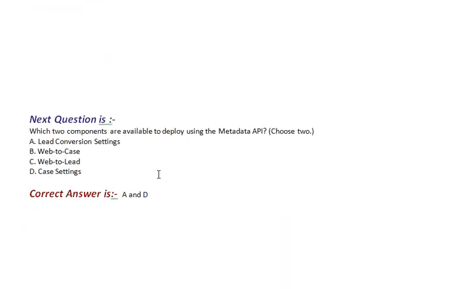Moving on to the next question. Which two components are available to deploy using the Metadata API? Choose two. Option A, lead conversion settings. Option B, web-to-case. Option C, web-to-lead. And option D, case settings. Correct answer is option A and D.